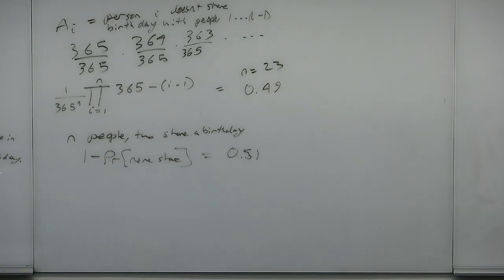Now, if we were to do the calculation for a birthday month, how many people do you need to guarantee, with probability one, that two people share a birthday?